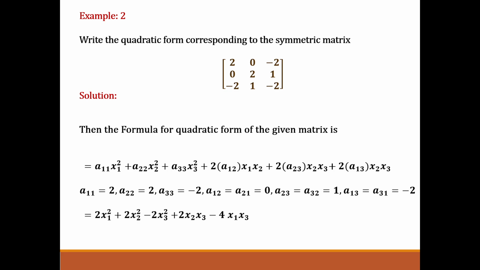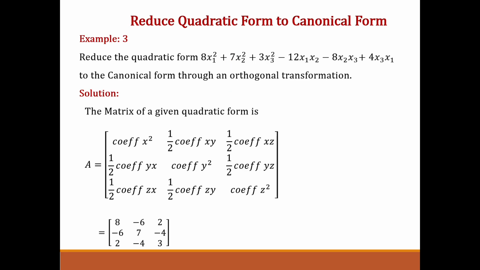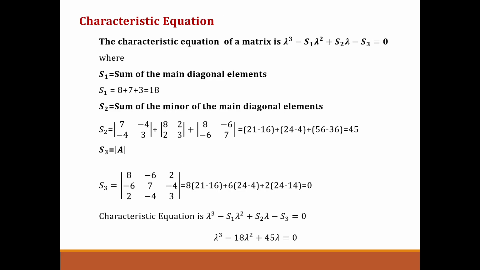Now we pass on to the important section of this video, which is how to reduce the quadratic form to canonical form. The given quadratic form is 8x1 squared plus 7x2 squared plus 3x3 squared minus 12x1 x2 minus 8x2 x3 plus 4x3 x1. Now we are going to apply the formula for the matrix of the given quadratic form. Then we get the 3 cross 3 matrix: 8, minus 6, 2; minus 6, 7, minus 4; 2, minus 4, 3. Now we are going to find the characteristic equation of the matrix.